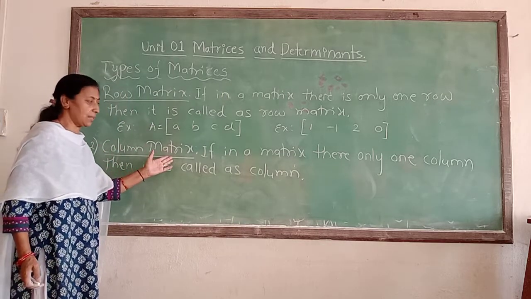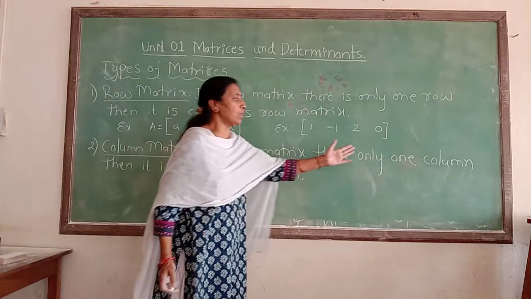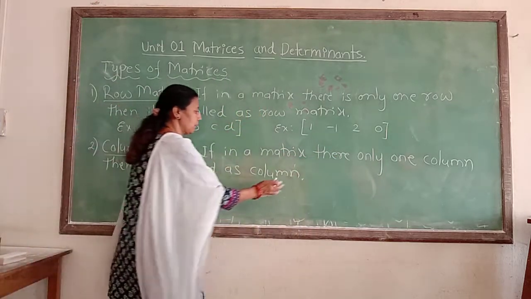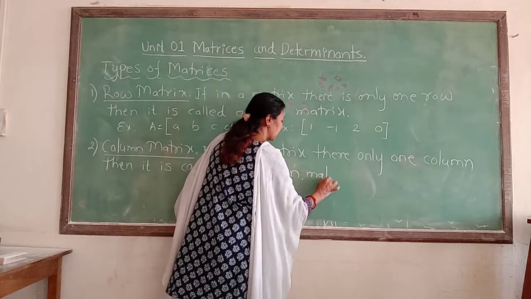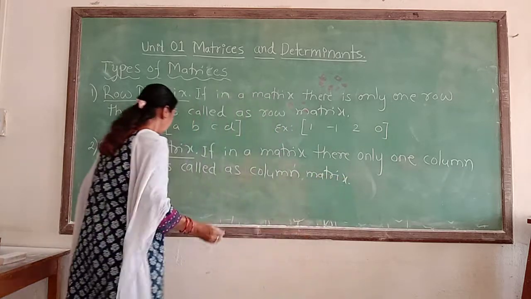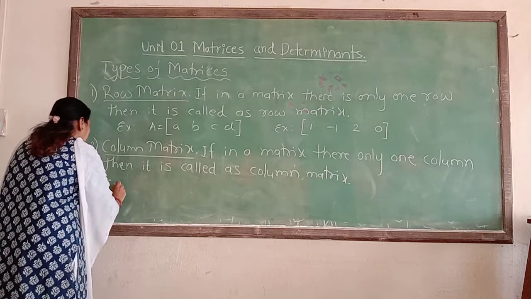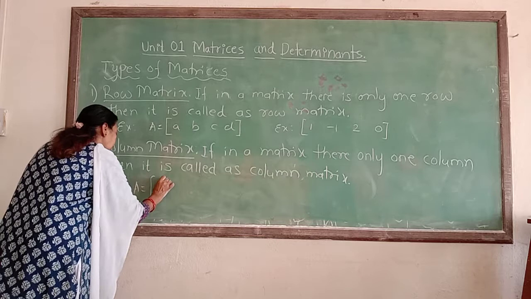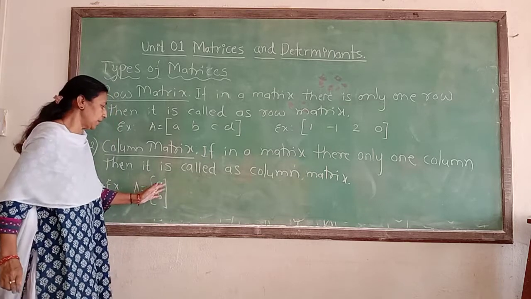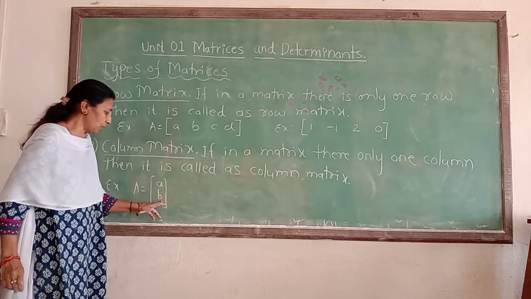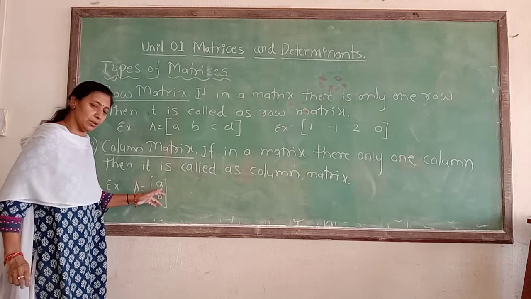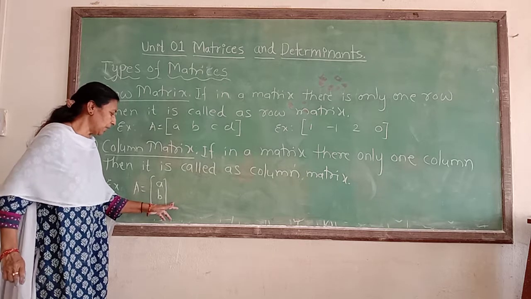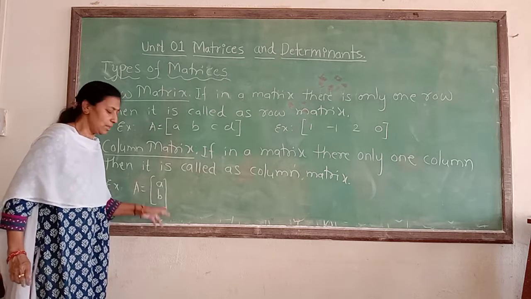What is a column matrix? If in a matrix there is only one column, then it is called a column matrix. For example, if you take A as a matrix written as A, B, then how many rows and how many columns are there? There are 2 rows and 1 column. We are not bothered about how many rows there are. If the number of columns is 1, then we can immediately answer it as a column matrix.